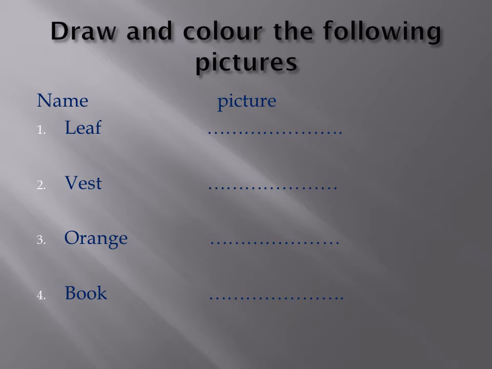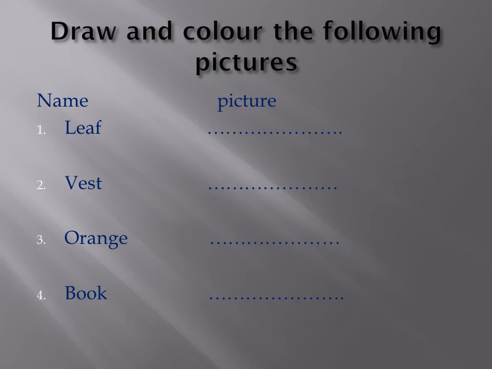Let's move to something else. We are also going to draw some objects here. We have the name of the thing that you are going to draw, and then draw the picture in the blank spaces here. So draw and color the following pictures. You take your book again, your pencil for drawing, a rubber, and your color pencil to color. The first thing that you'll draw is a leaf. Draw a leaf here, then you color, you know the color of a leaf.